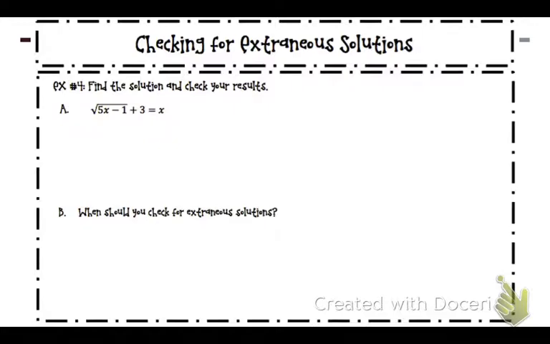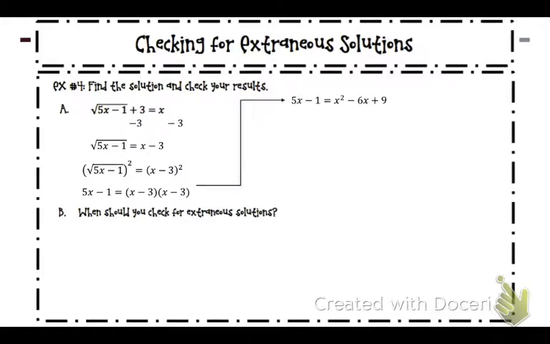So first, we're going to get that square root by itself. So I'm going to subtract the 3 over. So I get the square root of 5x minus 1 equals x minus 3. And I got to get rid of that square root, so I square both sides. And I'm left with 5x minus 1 equals x minus 3 squared. And x minus 3 squared is x minus 3 times x minus 3. Okay? Now, if you multiply that out, you get 5x minus 1 equals x squared minus 6x plus 9.